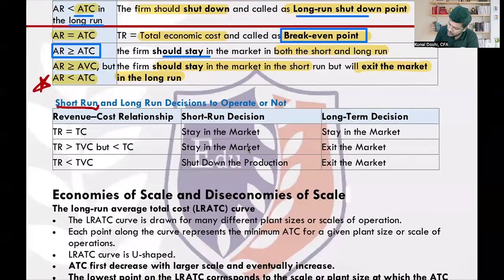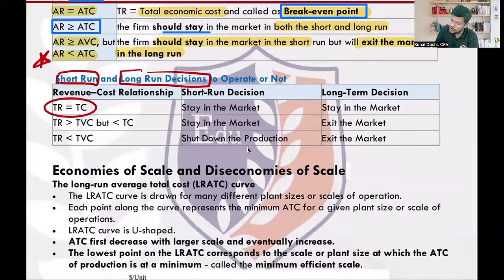So basically, what we understood are the short run and long run decisions, correct? So if the total revenue is equal to total cost, everyone in the class, total revenue is equal to total cost. Should I continue doing the business? Yes, I'll be staying in the business in the short run or long term. But if the total revenue is greater than variable cost but below total cost, in the short run you can continue. But in the long run, you cannot survive without covering your total cost. And in the long run, you should exit the market or shut down.